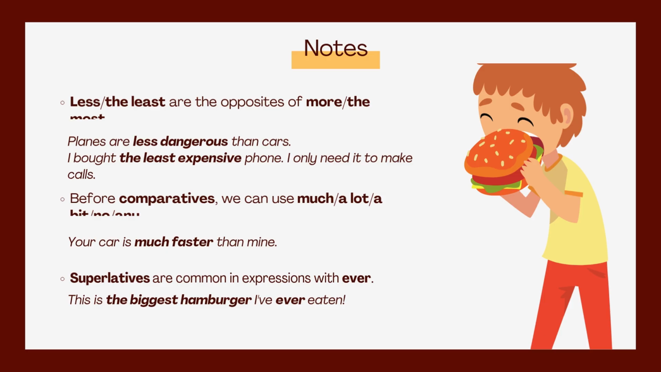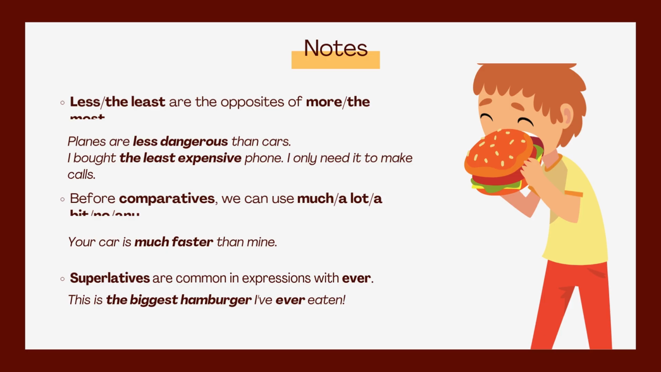So we use less for the comparative form and the least for the superlative form of adjectives with more syllables, or when we want to express a lower degree. 2. Modifiers before comparatives. Next, before comparatives we can add words like much, a lot, a bit, no, or any. The example here is, your car is much faster than mine. These words make the comparison stronger or softer.